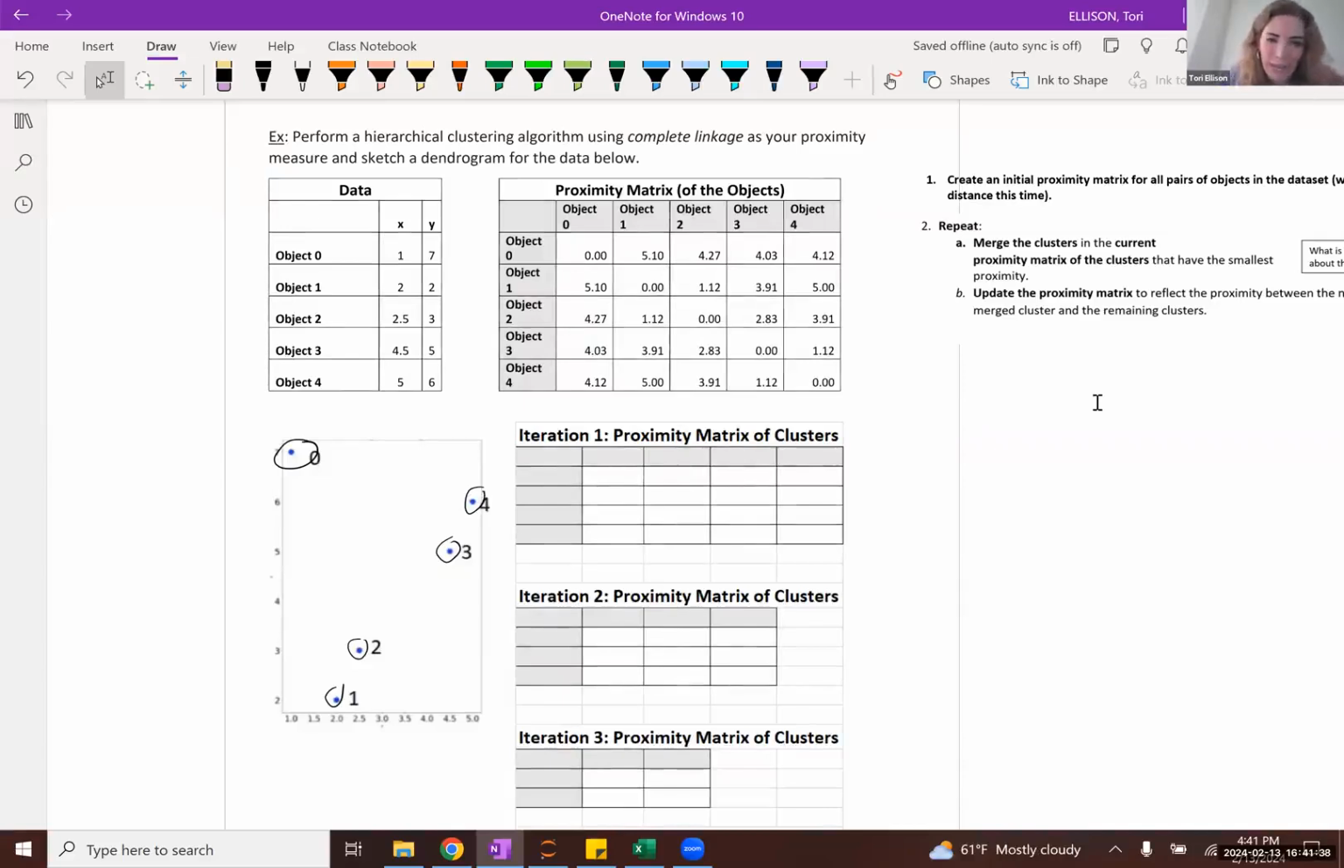Yep, exactly. Technically you could have chosen 1, 2 to merge, or you could have chosen 3, 4 to merge. Let's just say we selected an arbitrary tiebreaker rule that had 3 and 4 merging together at this closest cluster distance. So in the first iteration, we again merge cluster 3 and 4 at proximity 1.12.